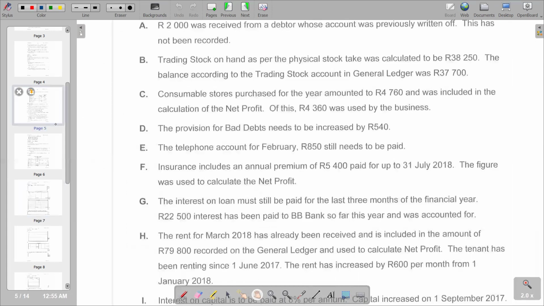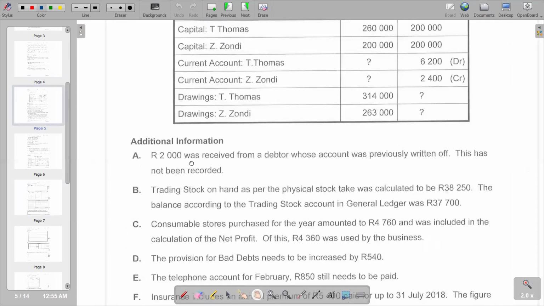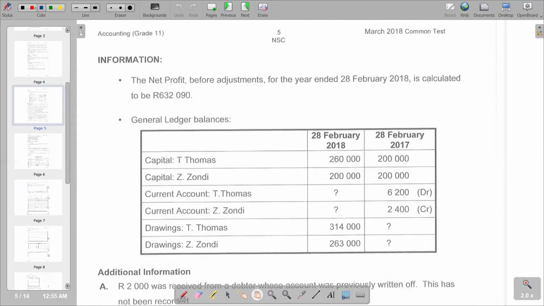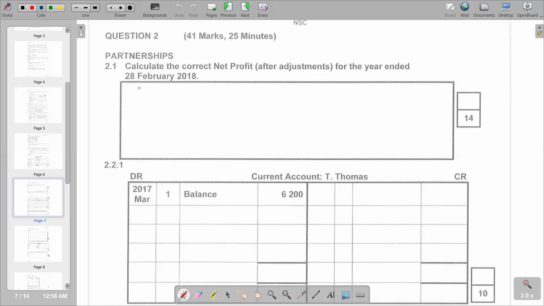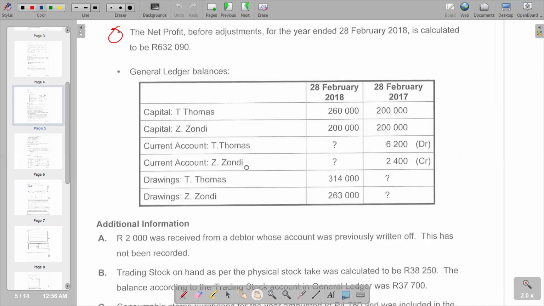So if we refer back, you're going to see that we are told that the net profits are before adjustments. First point, the net profit before adjustments for the year ended 28 February 2018 is calculated to be 632,090. So this is the first figure that we have. Then from there, we see the adjustments, which are going to affect our profits, our balance, which needs to be adjusted. So if we go there, we start with additional information A.